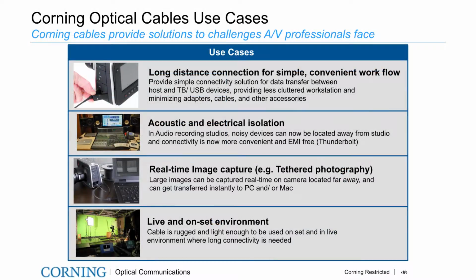And also, with our Thunderbolt cable, which is electrically isolated, we have less risk of EMI interference in your use of the cables. So you'll be able to minimize the noise that might be picked up through any use of electrical devices with the cable. Thirdly, we also enable real-time image capture.